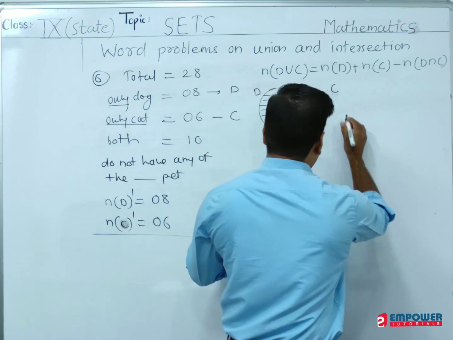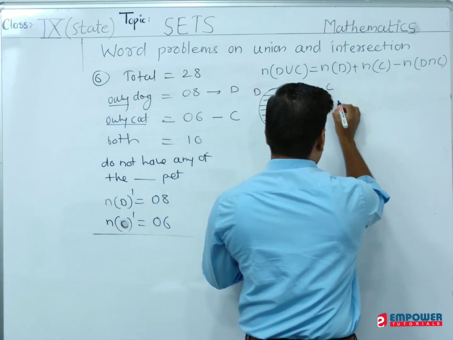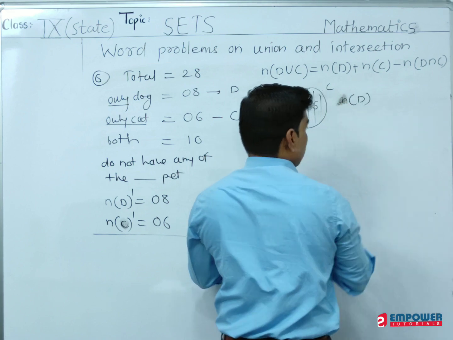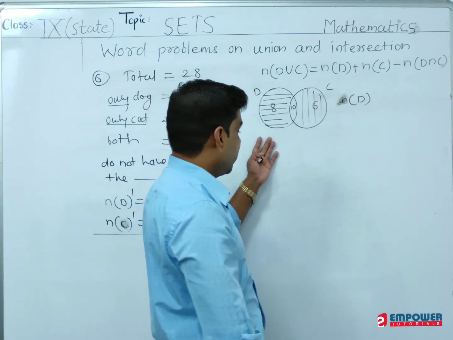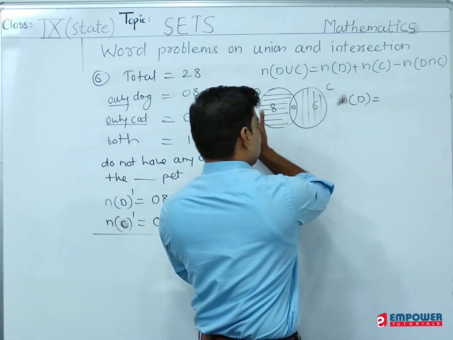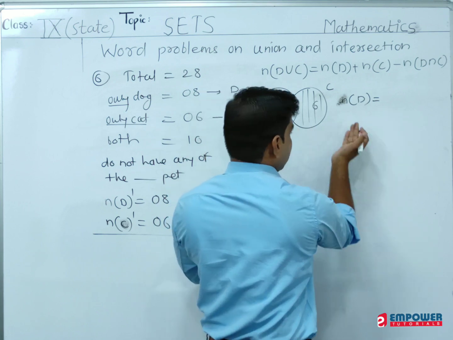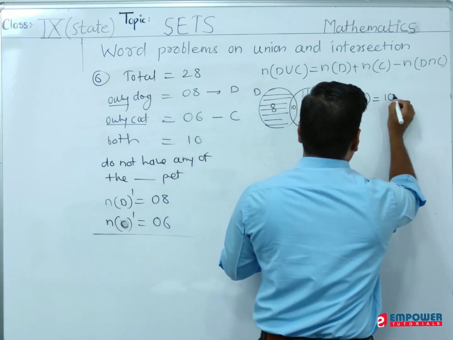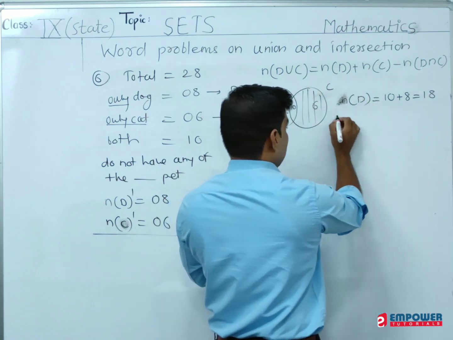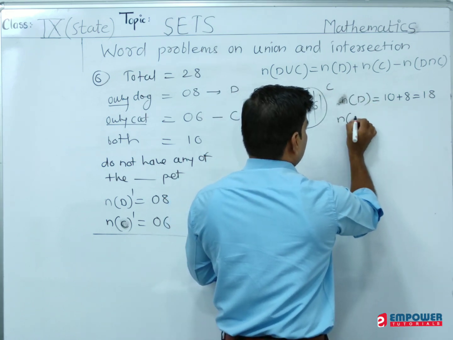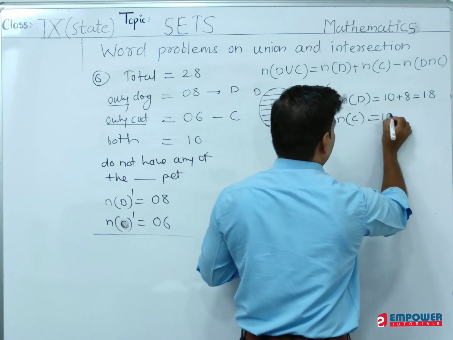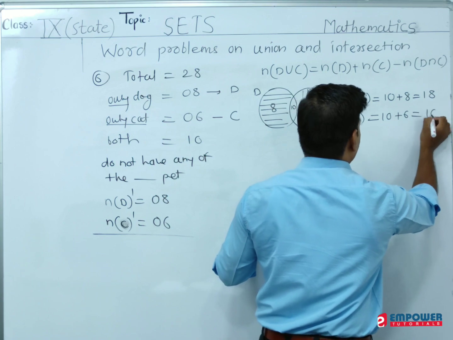So if you have to find the actual number of students, n of D, who have a dog as a pet animal, what will we do? We will add this, because 10 is common in set D and set C also. So the actual number is 10 plus 8 is equal to 18. So first you have to find this. In the same way you have to find the number of students who have a cat as a pet animal. n of C is equal to 10 plus 6 is equal to 16.